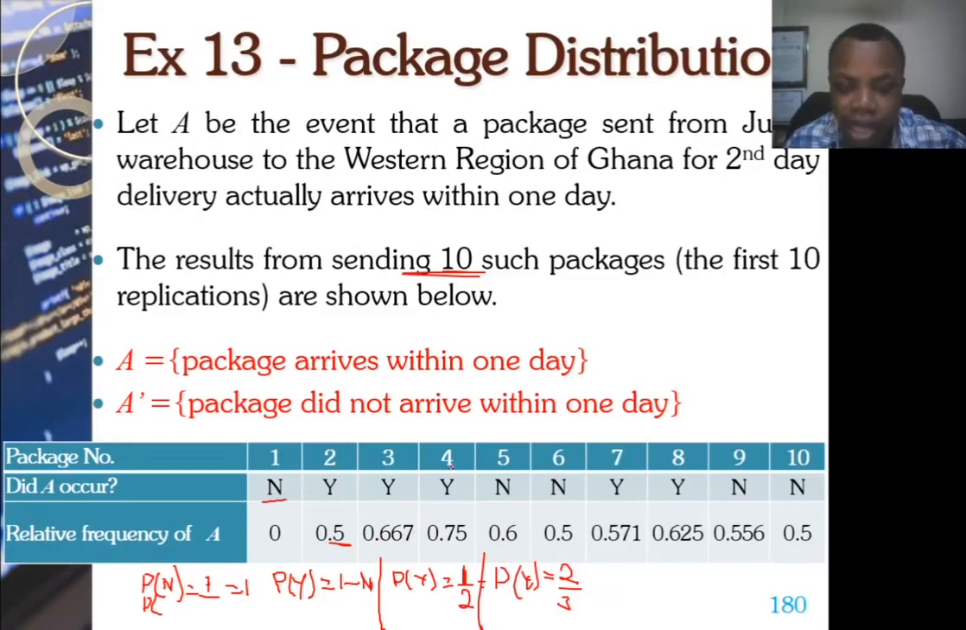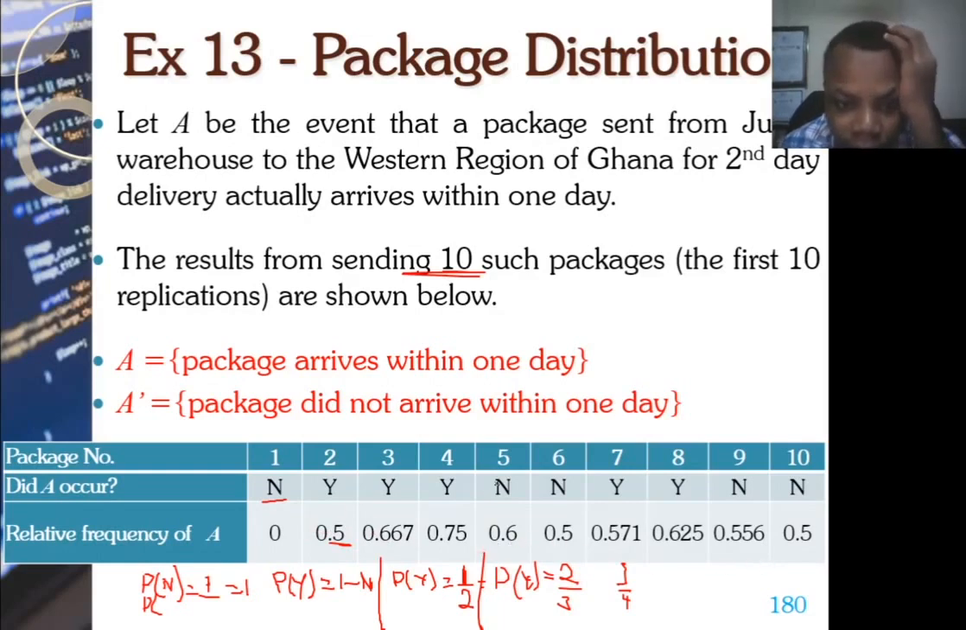0.6667. Now the fourth package is going to be 3 on 4. And that is going to give us 0.175. Now let's look at the fifth one. You can see that the fifth one happens to be no. Now for this fifth one, you can also estimate it in this way.